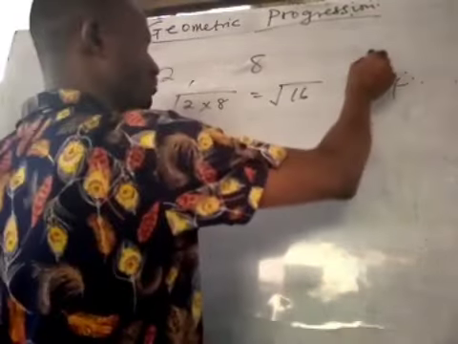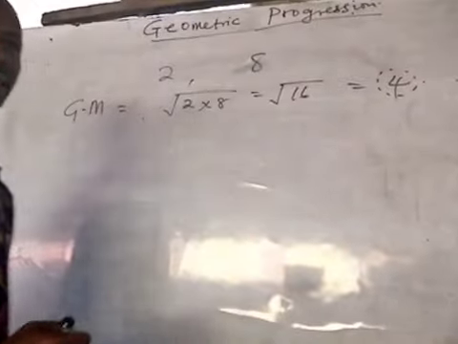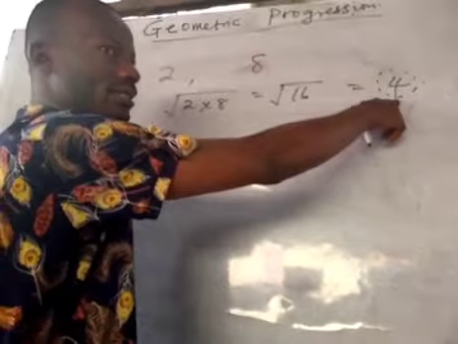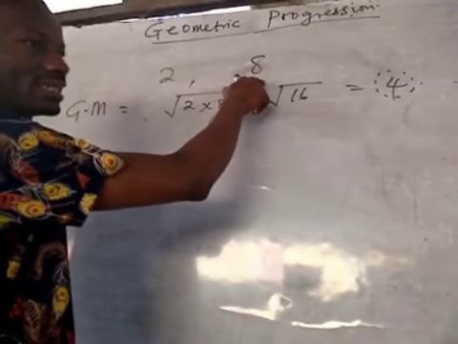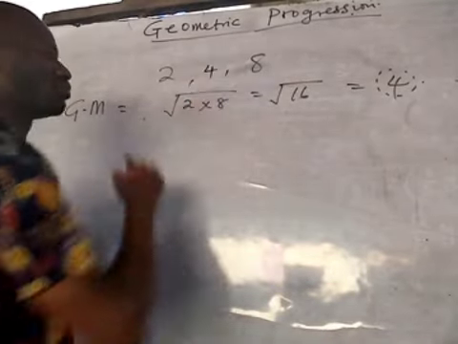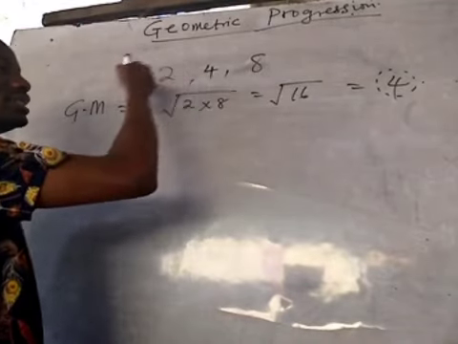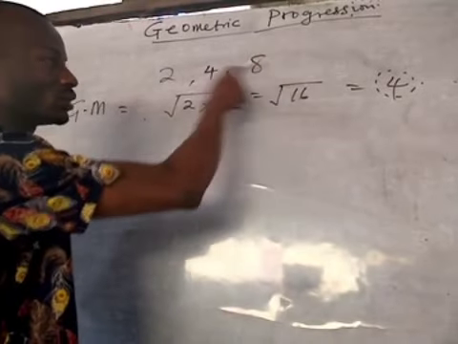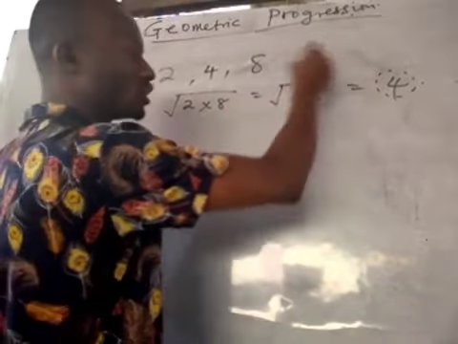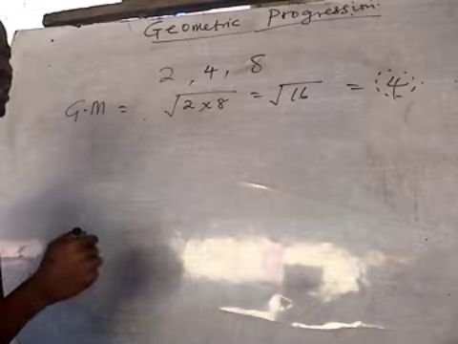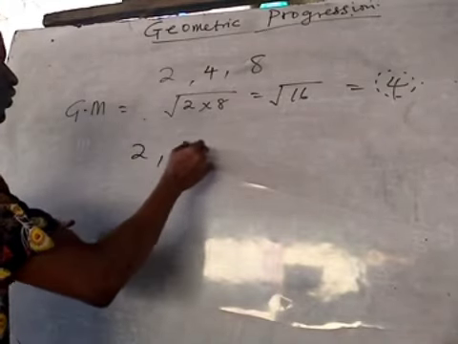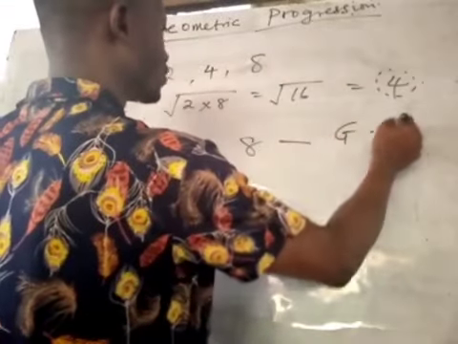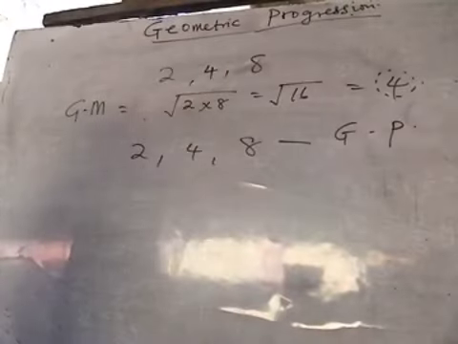Now, this is the geometric mean of 2 and 8. If I insert this geometric mean 4 in between 2 and 8, this operation I have carried out will yield a sequence. It will yield a sequence in geometric progression. That means what I'm simply claiming is that this sequence 2, 4, 8 is in geometric progression.